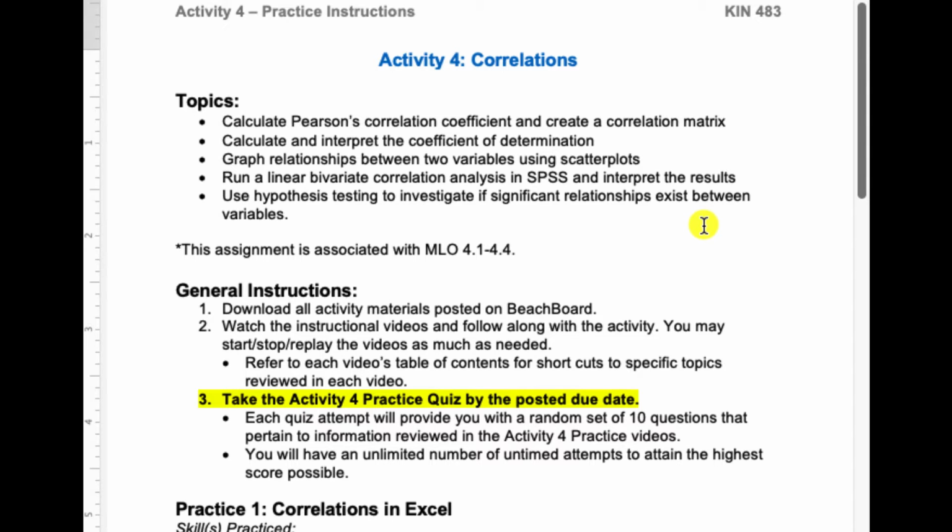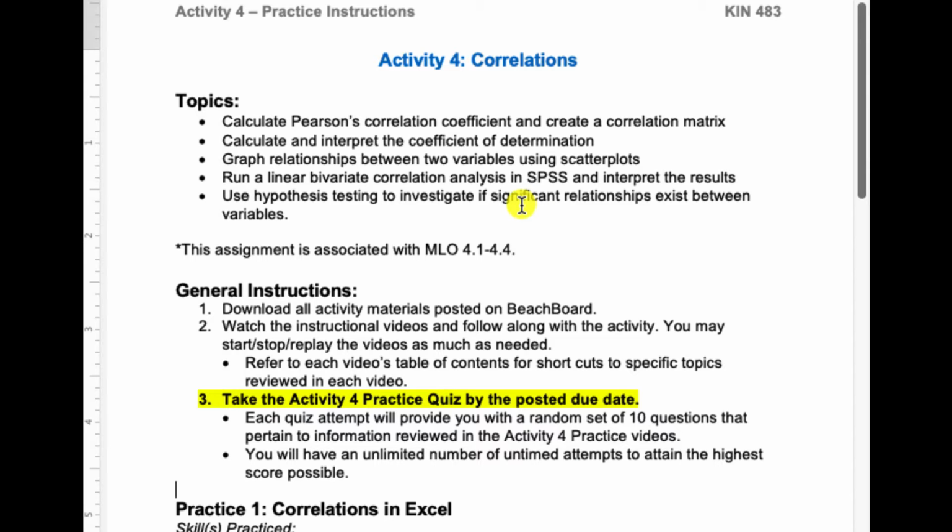Hey guys! For activity 4 practice, we are going over how to calculate correlations in Excel, and then we'll also go through some examples on how to run various analyses in SPSS. For the most part, the procedures for this week are fairly simple.